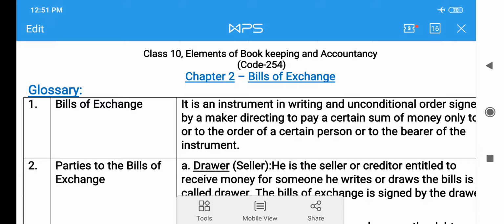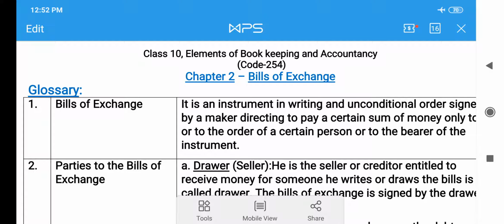I told you to read the chapter carefully and do all the assignments given to you in chapter 1. As I told you in that class, our chapter 1 is complete and you have to do the work that has been given in that assignment. So today we are going to start our new chapter, that is bills of exchange.